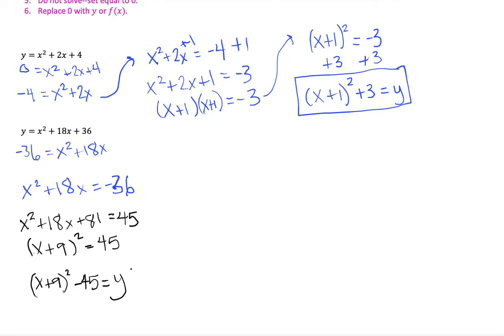Remember, the nice thing about vertex form is that you can easily see where the vertex is. This would be negative 1, positive 3. And this one would be negative 9, negative 45.